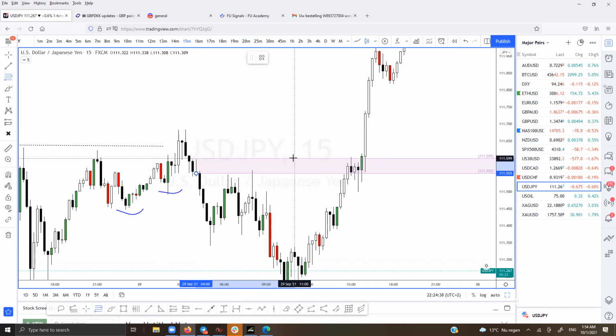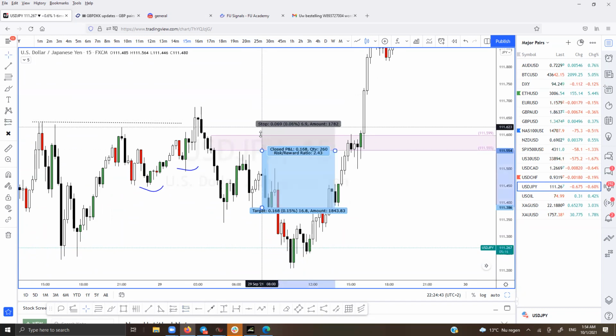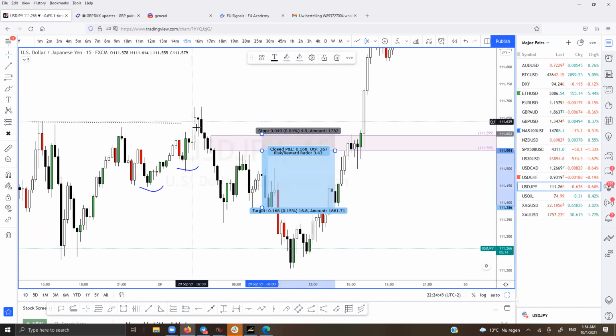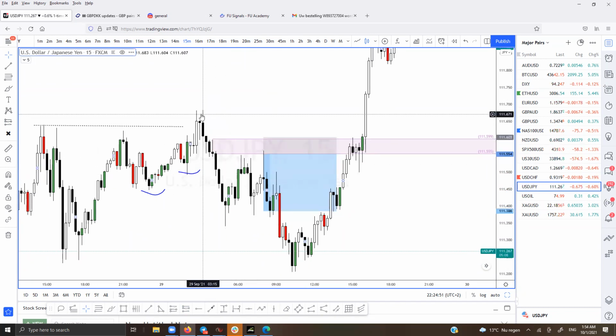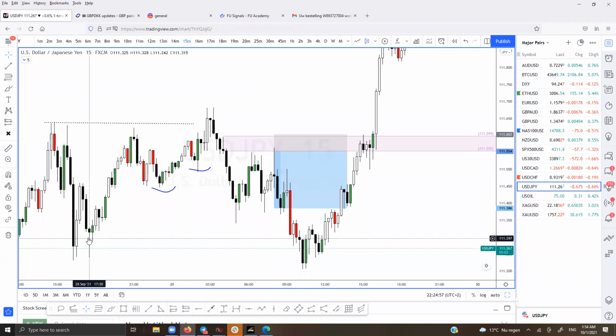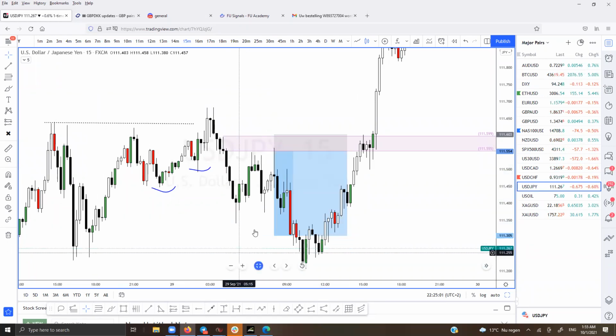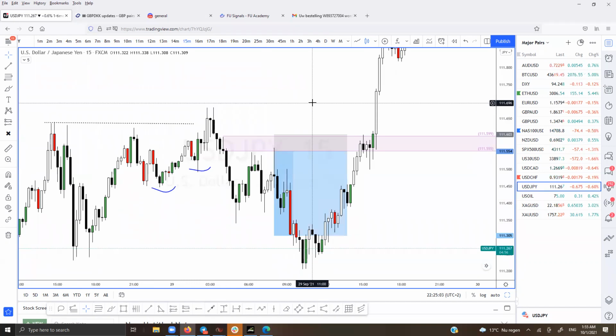You could have placed your entry here. Your entry should be here only. This and this. I will not take this one. I'll take this one because there is the inefficiency, the strong move. It's not from here, it's from here. And you can definitely target the nearest demand here. I mean, the closest demand. So the closest demand might be here. The 1:3, 1:4, you can definitely target like this.